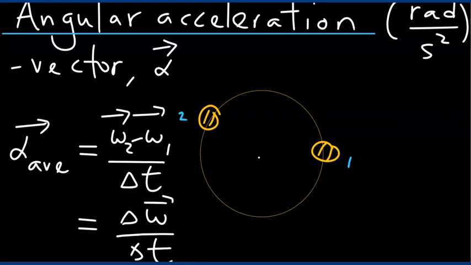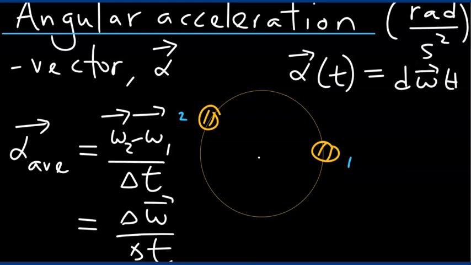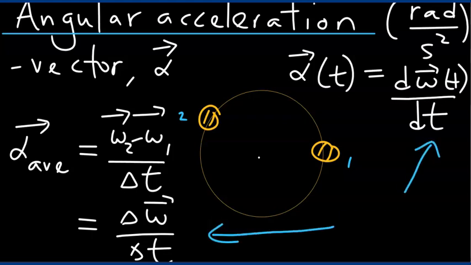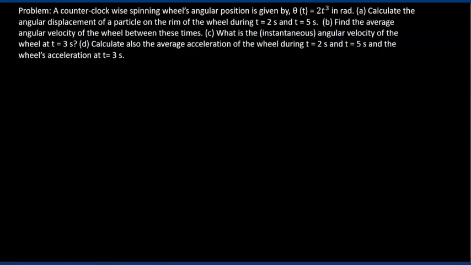If we want to calculate the angular acceleration at a particular time t, this is known as the instantaneous angular acceleration, and it is given by the time derivative of angular velocity, like that. And as you can see from both these equations, the unit for angular acceleration is radian per second over second, which is radian per second squared. Now let's look at the following problem.